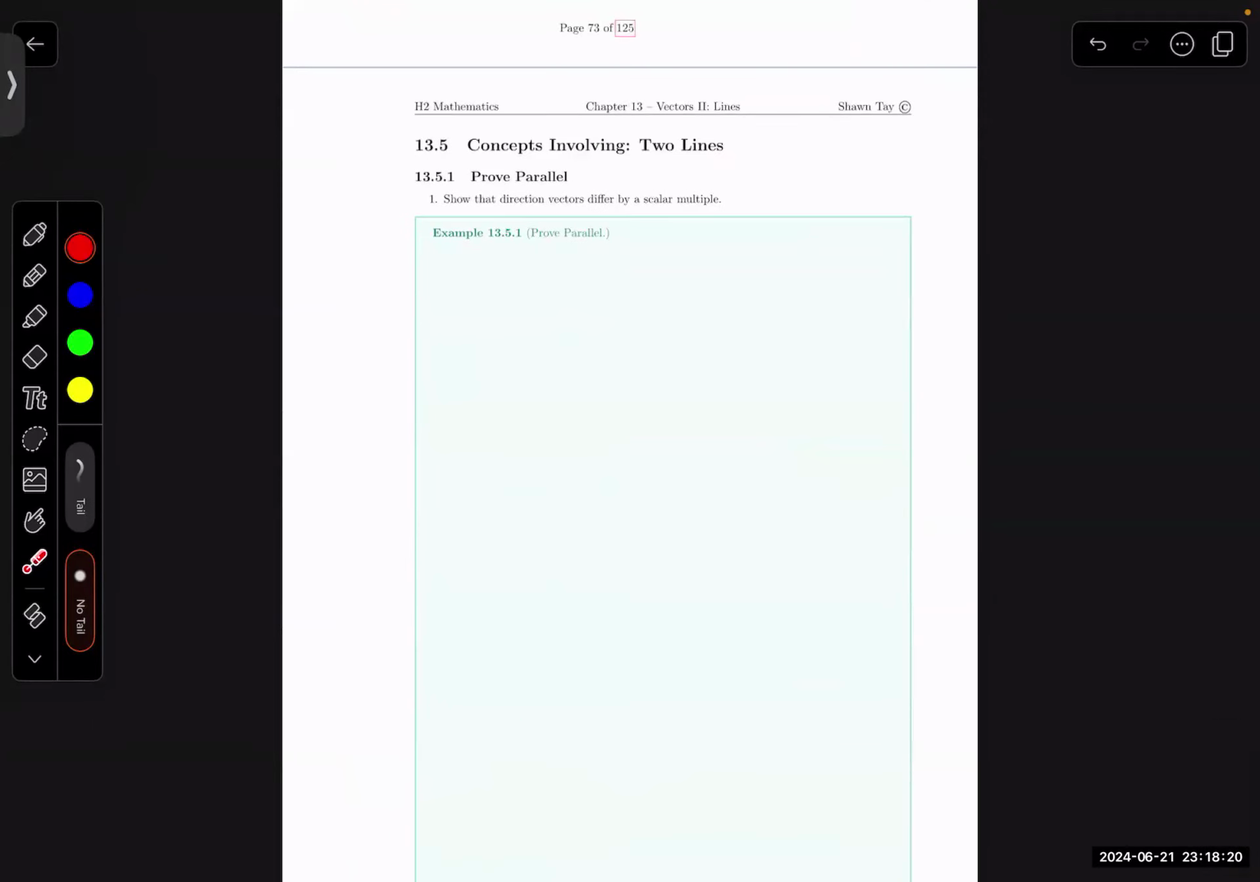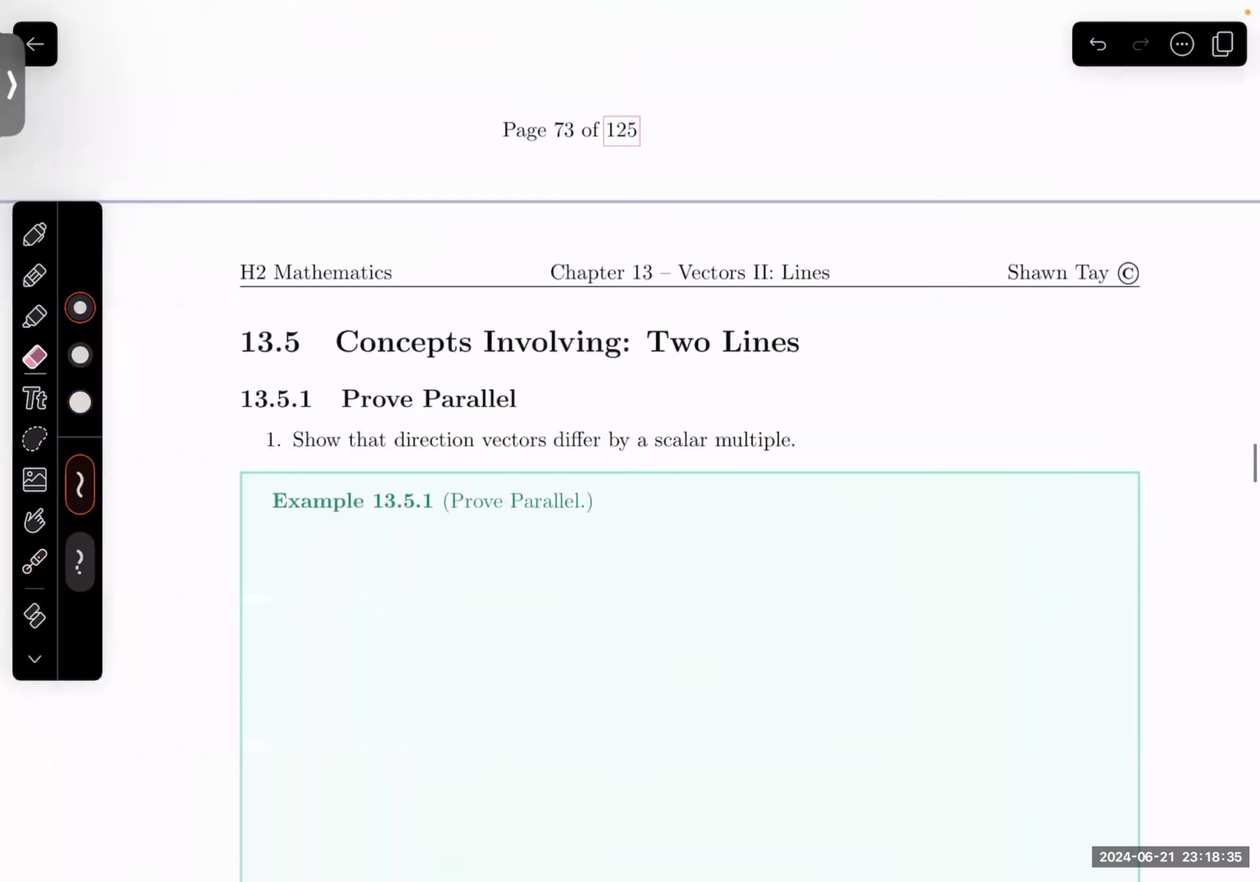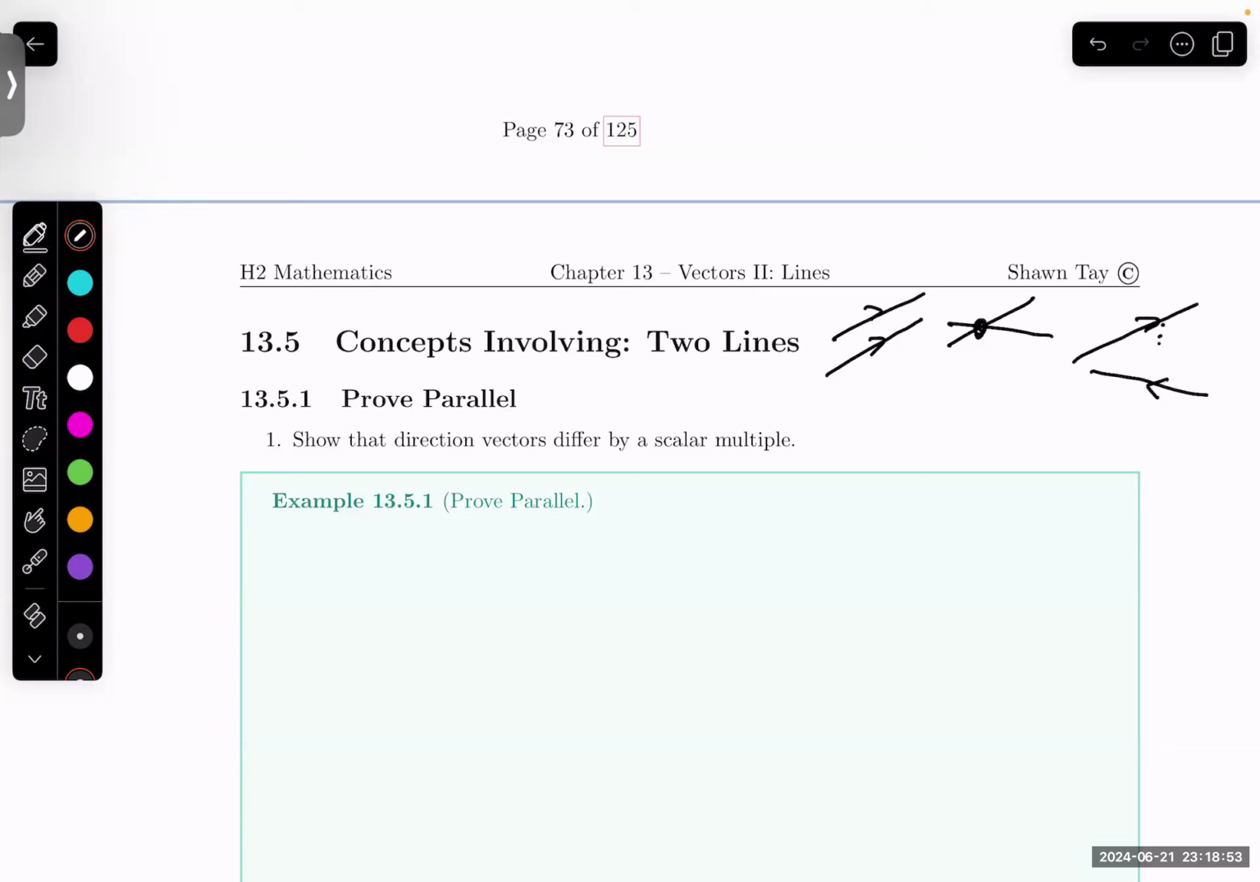Okay, concepts involving two lines. There are a few ways that lines can be related to each other. Let's first sketch out a few pictures. Lines can be parallel. Lines can be intersecting. Lines can be skew, which is neither parallel nor intersecting. So it's like chopsticks floating above each other, but they're not really touching. So you can have these three cases.